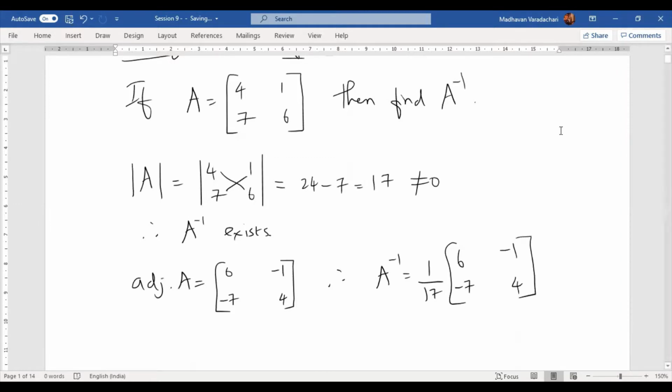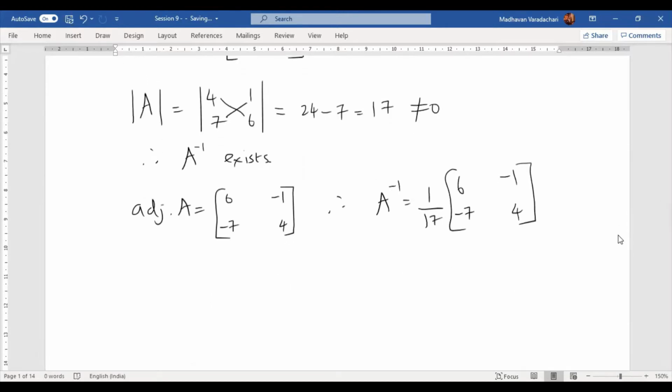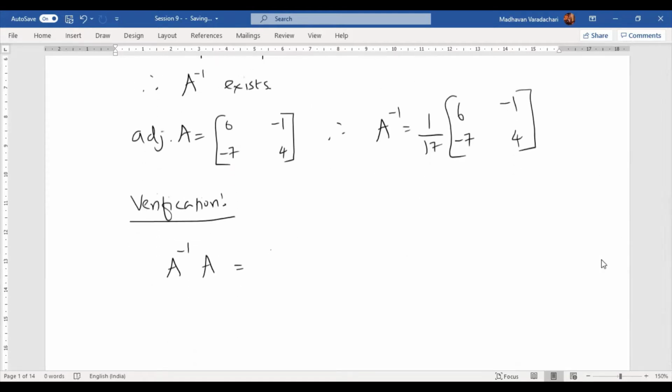Again, we can verify whether the inverse we found is correct by multiplying A inverse into A, to check whether it gives us the unit matrix. So 1/17 times the matrix 6, -1, -7, 4, and the matrix 4, 1, 7, 6.